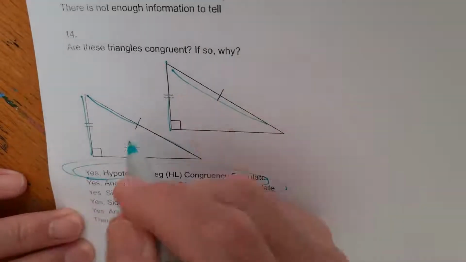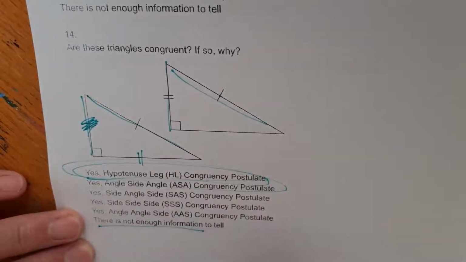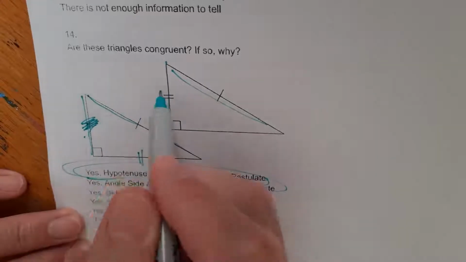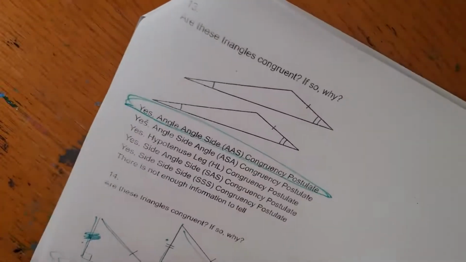If they had marked this one over here with two tick marks and put nothing here, we would have to say not enough information. But they didn't do that. They told us these two, which are corresponding sides, are equal, and they're legs. So hypotenuse leg fits in this case.